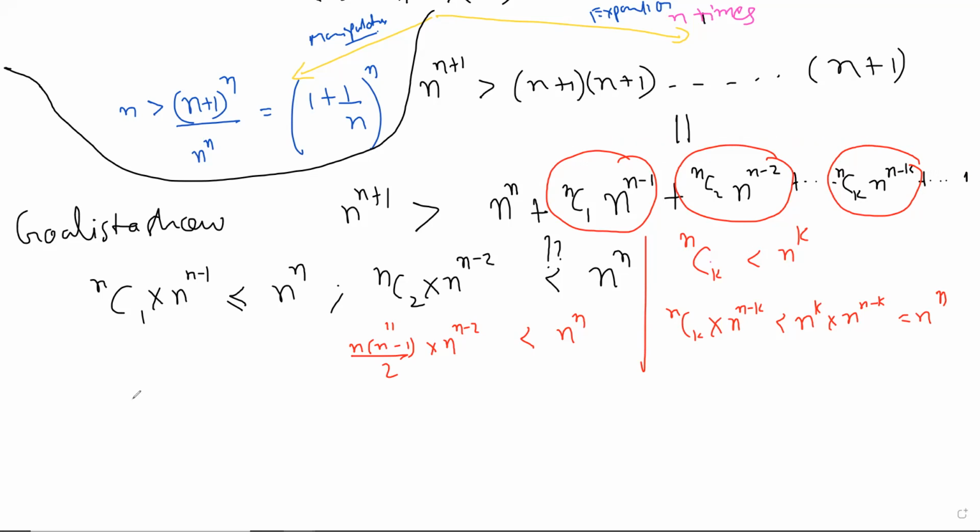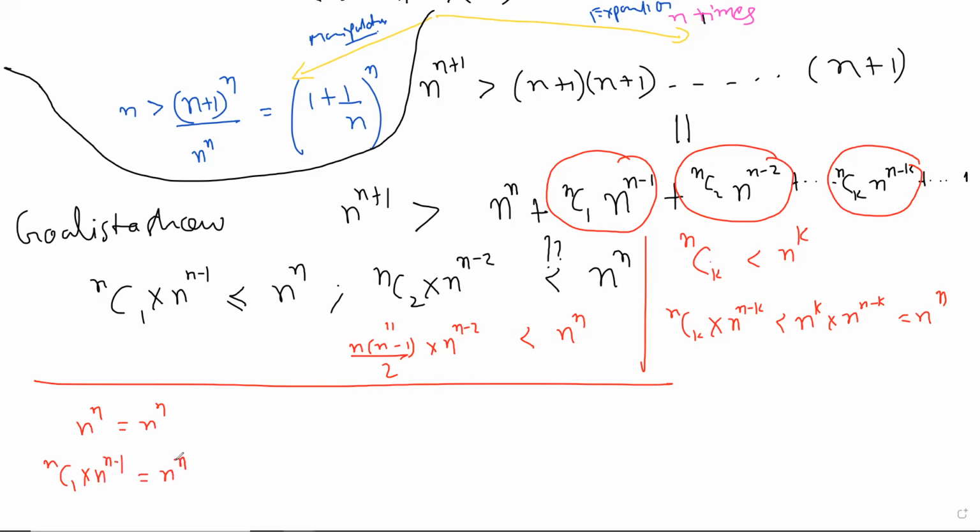So what I'm saying is, if you have n to the power n, that is equal to n to the power n, then when you have n choose 1 times n to the power n minus 1, that's also equal to n to the power n. Then you have the next term that's less than n to the power n. And similarly, n choose k, that's also less than n to the power n, right? So all these are less than n to the power n. So how can we combine them? And you can forget about the one in the end. That's just a one, that's not a problem.